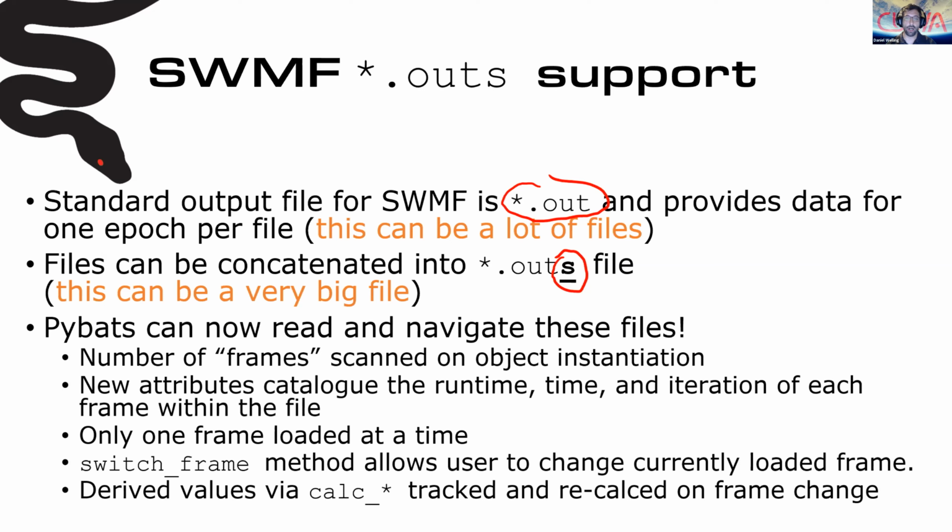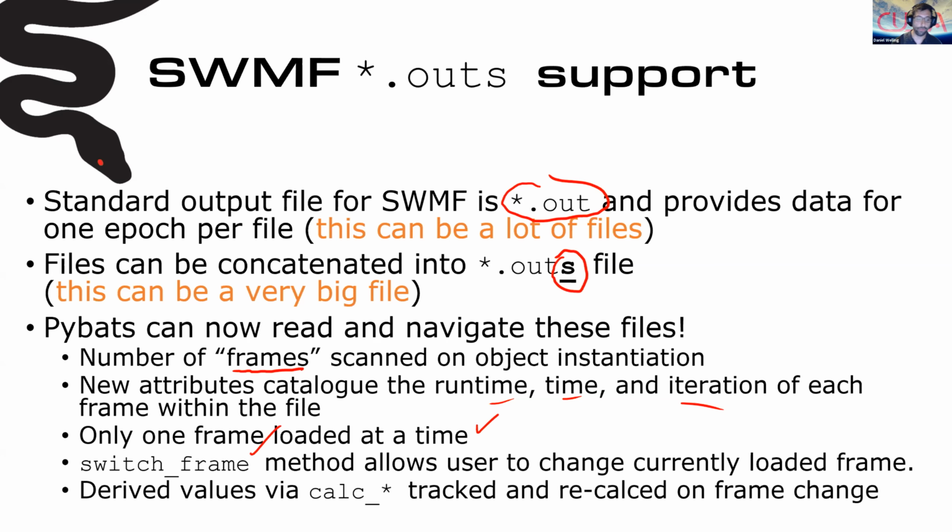What happens is that upon reading either an .out or an .outs file, SpacePy flips through and figures out the number of frames, a frame being one epoch worth of data, and catalogs the runtime, date time, and iteration of each of those frames within the file, and only loads one at a time because these files can be tens to hundreds of gigabytes large, depending on the nature of the output and the size of the run. So it defaults to the first one in the file, but you can change that via keyword argument. And then we have a method called switch_frame that allows you to navigate through the frames.